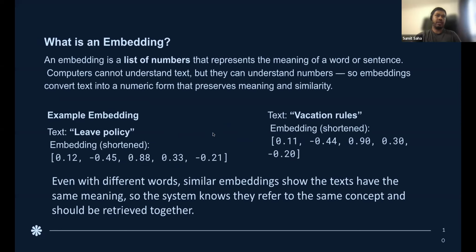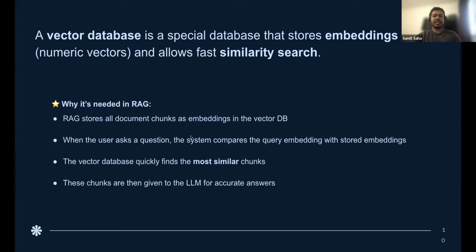Like we have the leaving policy and the embedding policy, and the arrays of these two are similar, so they have similar meanings. So this can be searched. These types of search can be easily performed in a vector database. In a normal database, it's not possible.